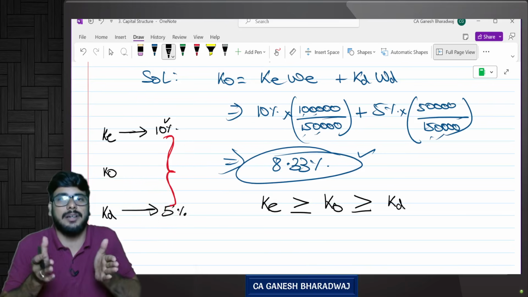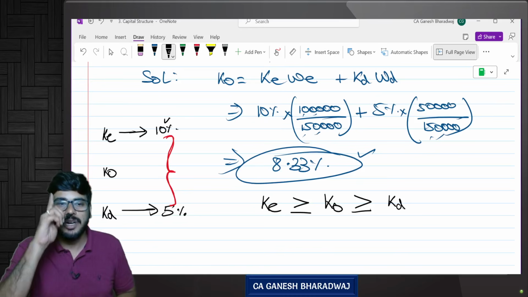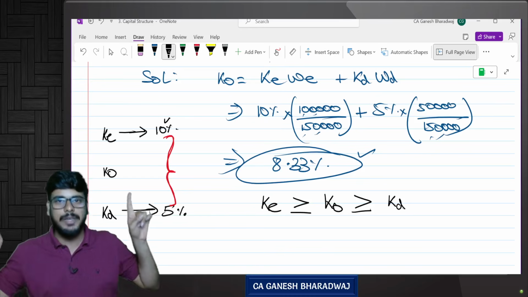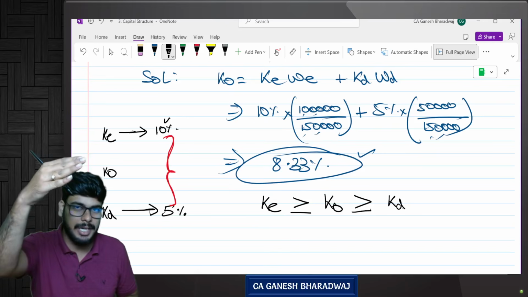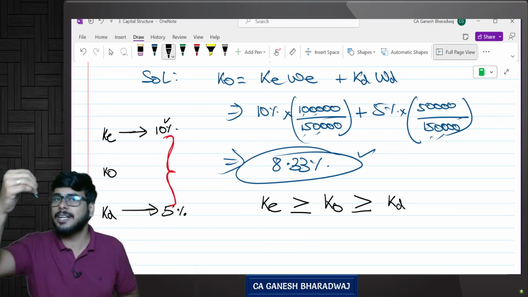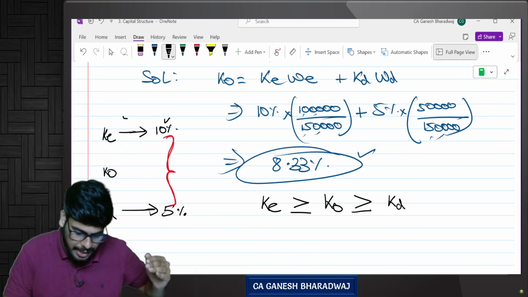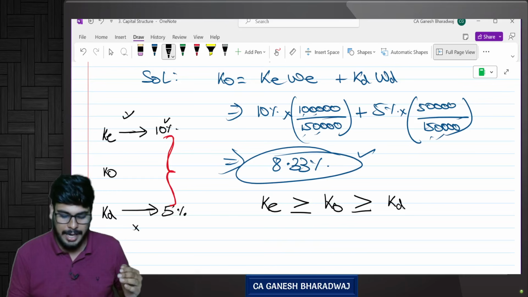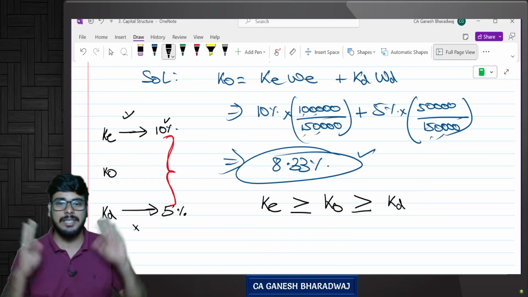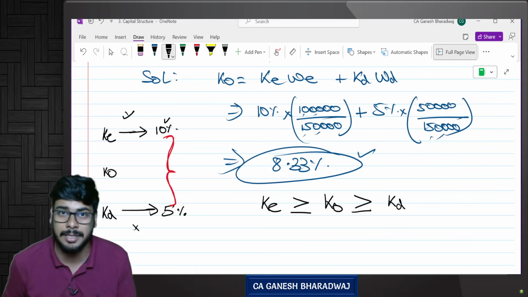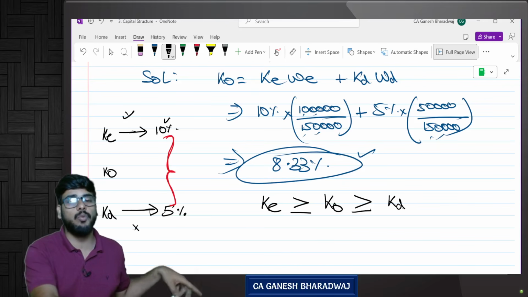The question here is, where do we plug KO? So remember, KO lies somewhere in between. It cannot go beyond KE. It cannot go below KD also. So your KO cannot go beyond your KE, and it cannot go below your KD. It can lie somewhere in between this range. Are you clear with this? Yes. Now, let me give one more example.